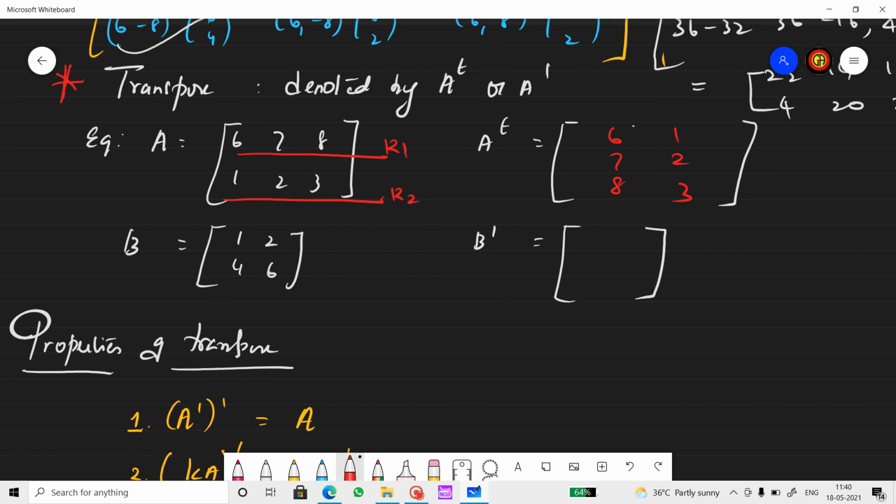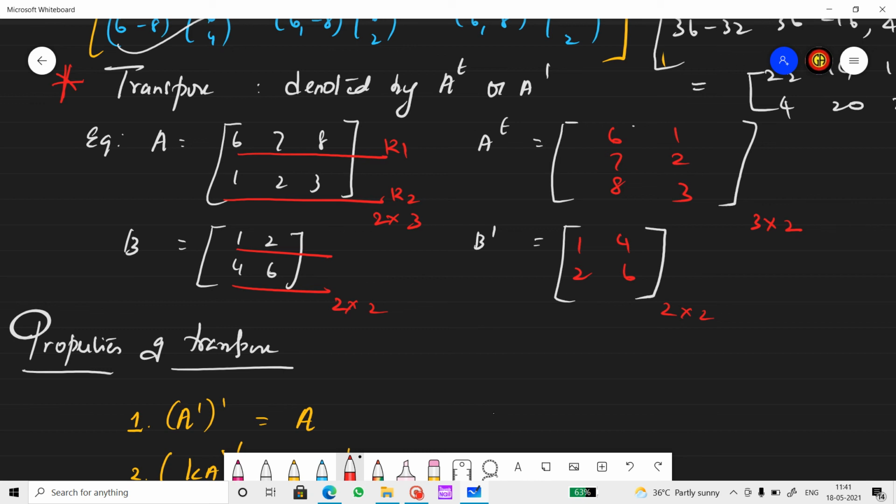So when you change rows to columns, ultimately columns will form rows, right? Look at this. This is a 2 by 2 matrix and the rows are this one, which will become columns, 1, 2, 4, 6. So when you transpose a square matrix, it remains a square matrix of the same order. But when you transpose a non-square matrix, the order will change. Say this is a 2 by 3 matrix, this will be a 3 by 2 matrix. But this is a 2 by 2 matrix, it remains a 2 by 2 matrix even after transposing.